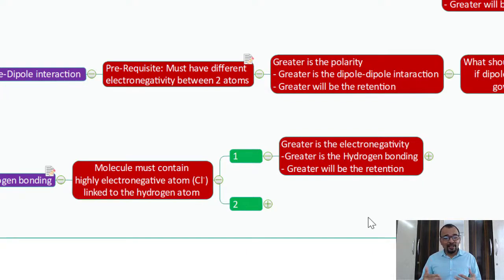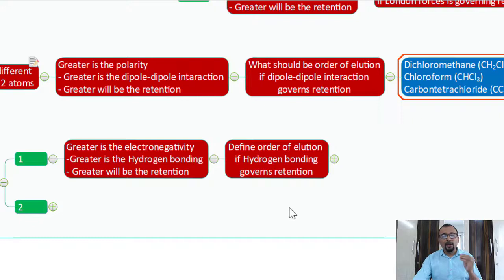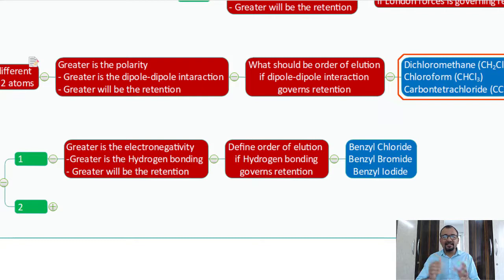So greater is the electronegativity, greater is the hydrogen bonding. And if there is a greater amount of hydrogen bonding, you will have a greater amount of interaction and hence greater retention. Let us understand with a very simple example. Define the order of elution if hydrogen bonding governs the retention. Here is the example on your screen: benzyl chloride, benzyl bromide, and benzyl iodide. Amongst these, you will find different halides like chloride, bromide, and iodide.